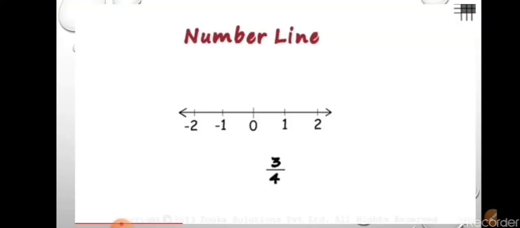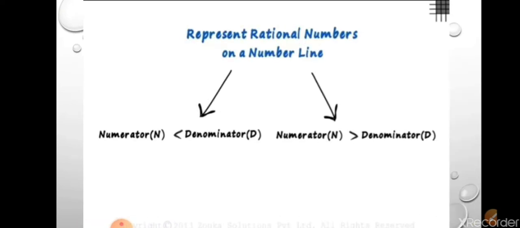So this is the number line. You can see in this number line I have drawn 0, and on the left hand side I have written -2, -1, and on the right hand side I have written 1 upon 2. So next we will start how to draw a rational number on a number line.